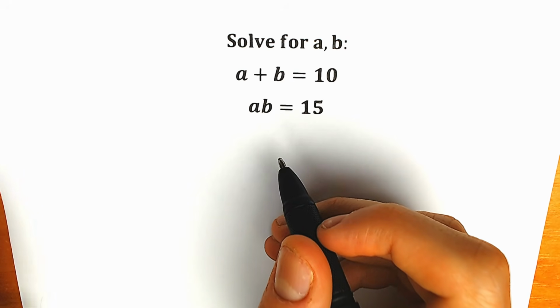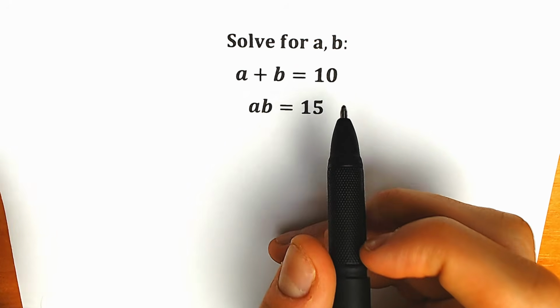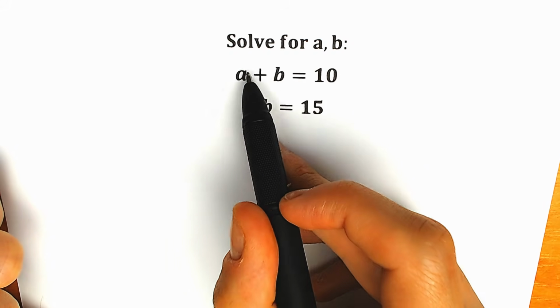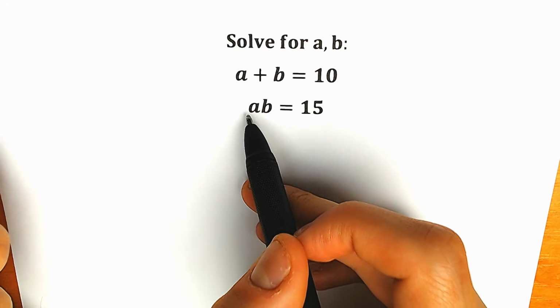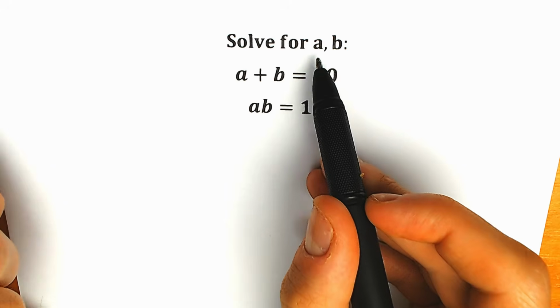Today we have a great, quick and relaxing algebra question. We have a system of two equations: the sum a plus b equals 10, and the product a times b equals 15. We need to solve this system for a and b.